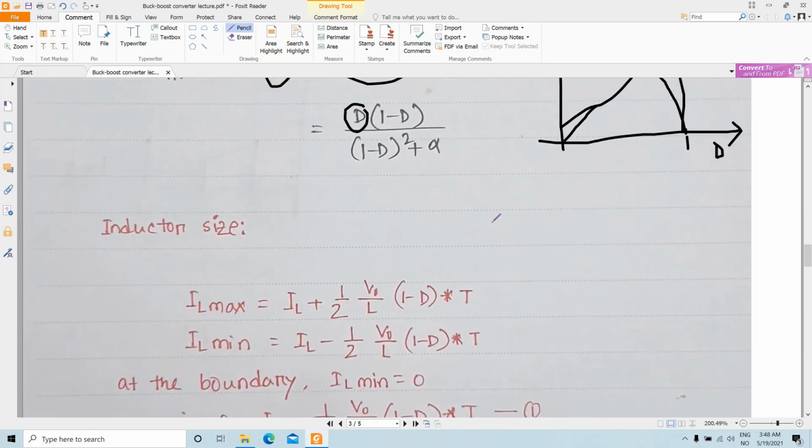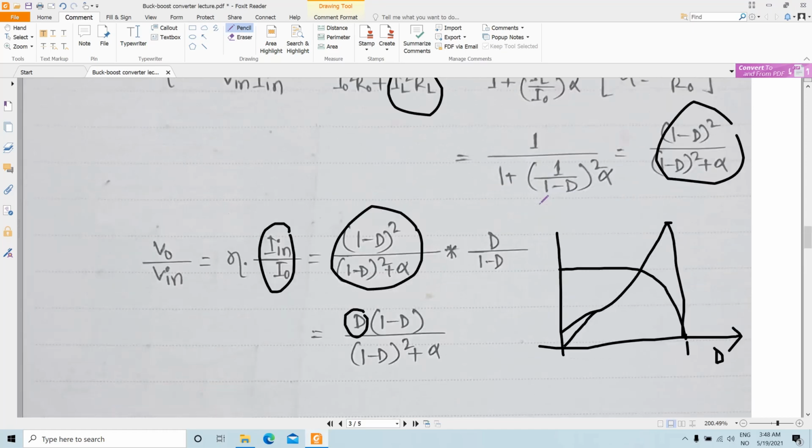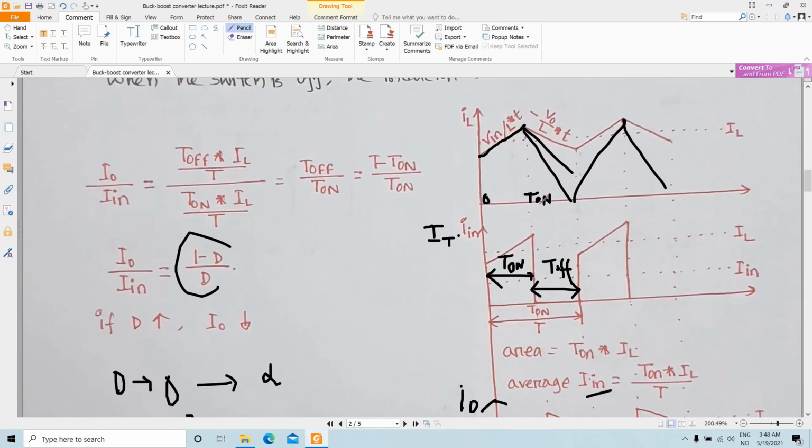And to do so, the IL max, or the maximum of the inductor current, can be written as IL plus half of V out divided by L, 1 minus D, multiplied by T. This is the same formulation that we have used in the previous types of converters: first the IL, and then half of V out divided by L. You can see it from here.